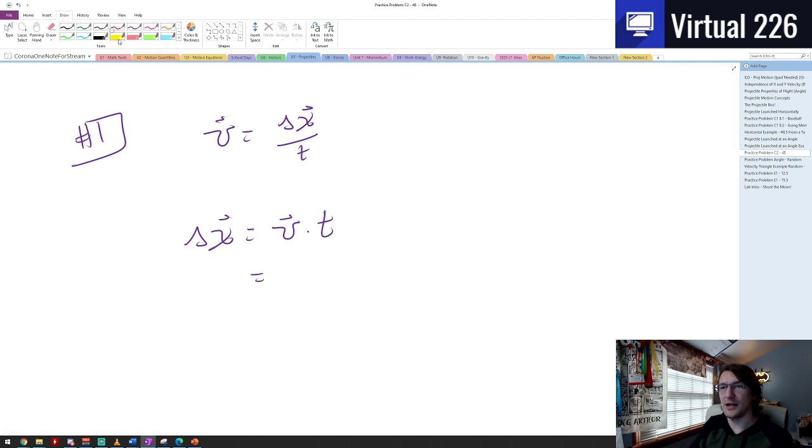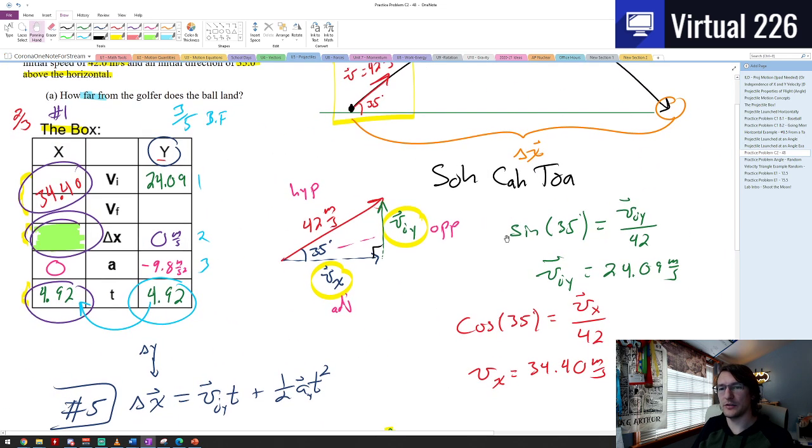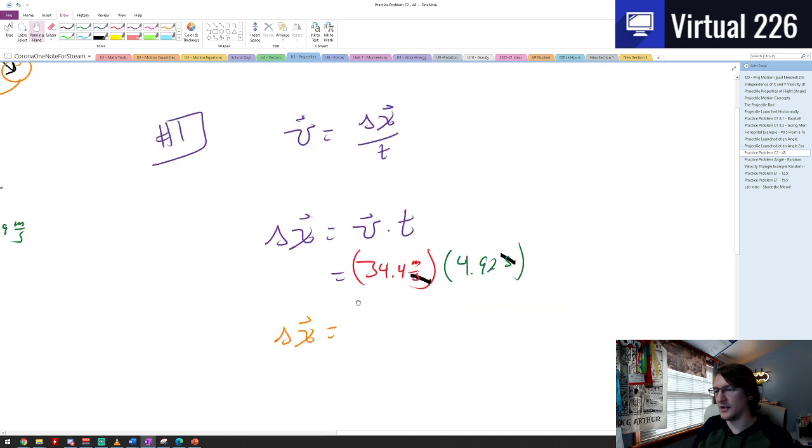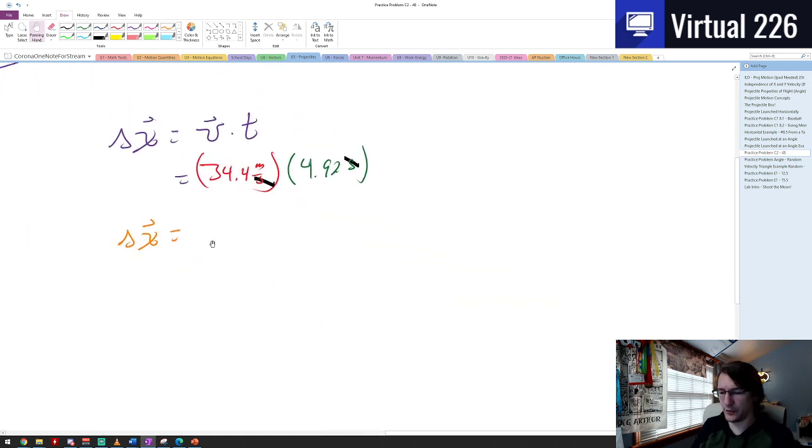And in this case here, we know those values. We have to go grab them real quick. It's 34.4. So 34.4 meters per second for the velocity, multiplied by the time, which we just got as 4.92 seconds. Notice that the seconds are going to cancel or divide out, which is nice for us. And that will simply give us a delta x here of, well, whatever that is multiplied together, 34.4 times 4.92, a grand total of 169.25 meters.